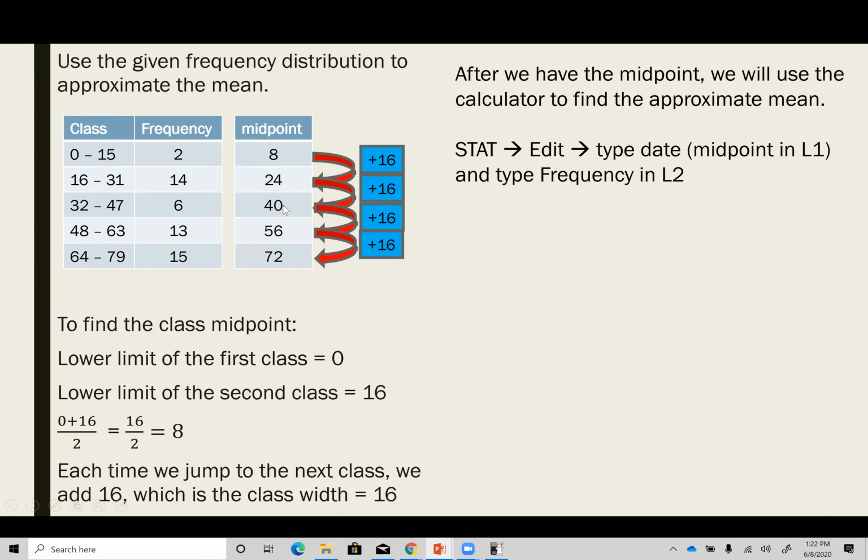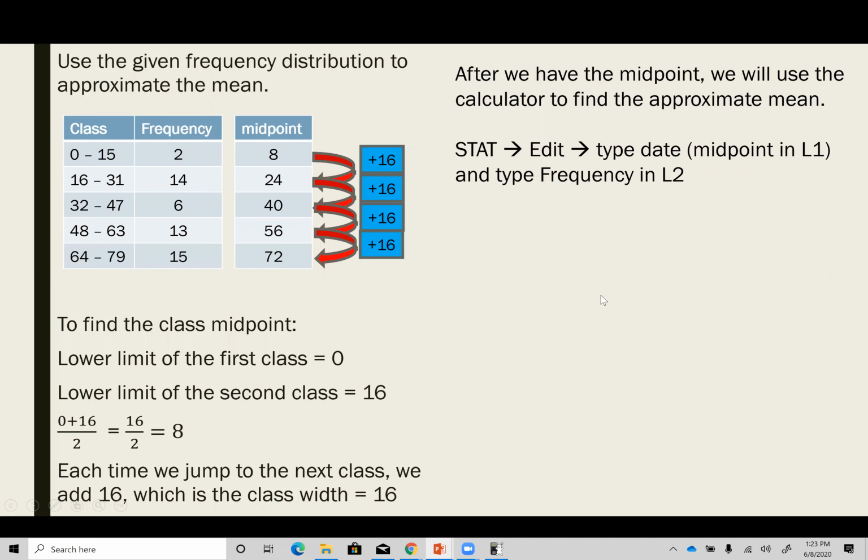You have to use the L1, which is your midpoint, because we're using this number to represent the whole class. And then your L2, which is your frequency, how often this midpoint appears. We don't know the individual data, we just average your class, which is your midpoint.